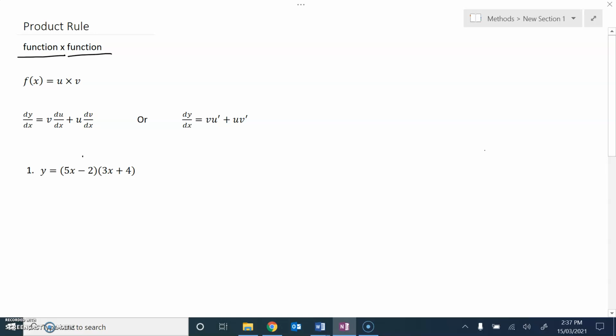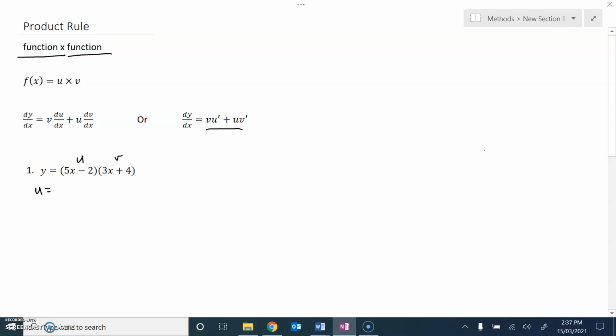Now, the product rule works like this. The derivative dy/dx equals u dv/dx plus v du/dx. Or if you use our new notation, vu' plus uv'. Okay, let's have a look at it here. Here I've got a function u, 5x take 2, and v. So I've got a function times a function. So I'm going to use that.